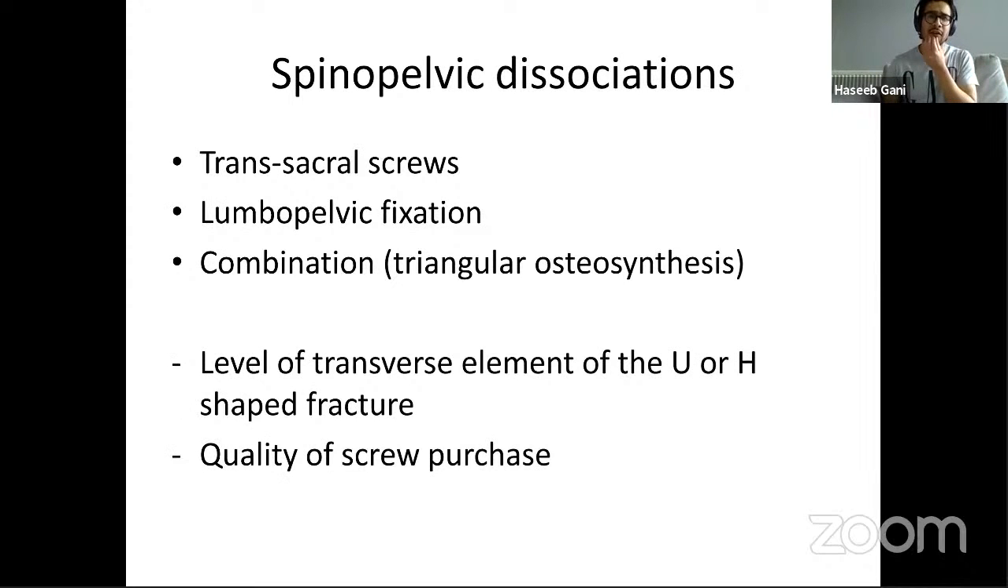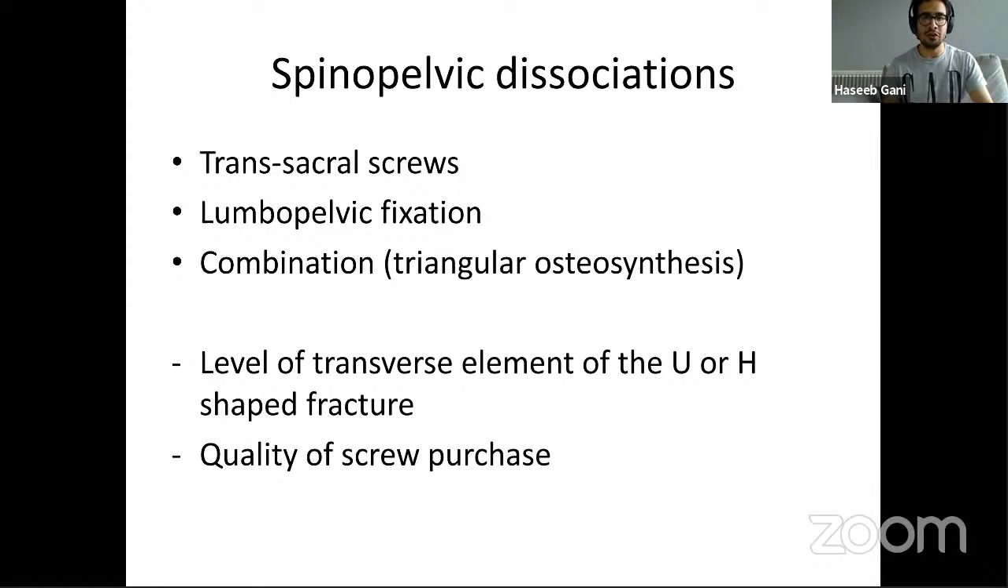Spinopelvic dissociations in H and U-shaped fractures can be stabilized by transsacral screws alone, or lumbopelvic fixation, or a combination. It depends on what the level of the transverse element of the U or H-shaped fracture is. If it's low enough and you get enough bone in the sacrum to fix and compress S1 and S2, maybe 2 or 3 screws, then you may choose to do just SI screws.